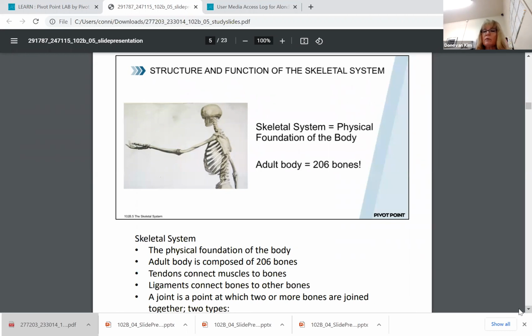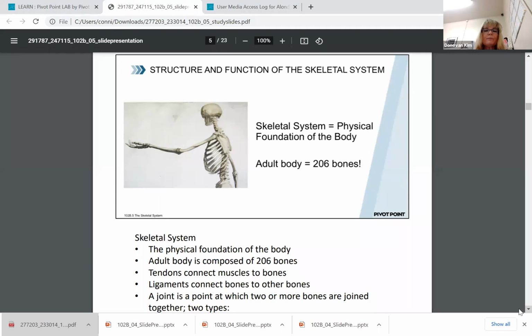All right, so the test question says, what is the physical foundation of the body? Your answer is going to be skeletal system. How many bones are in an adult body? 206. Even if the test question doesn't straight up say 206, there's going to be a range of answers, maybe like 200 to 245. 206 is in that range, so that's the one you're going to pick for your test question.